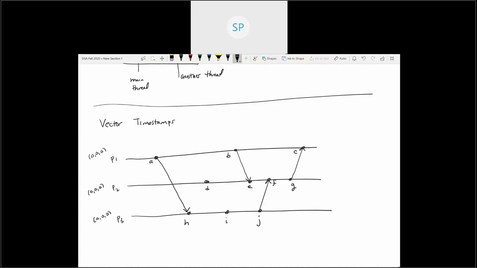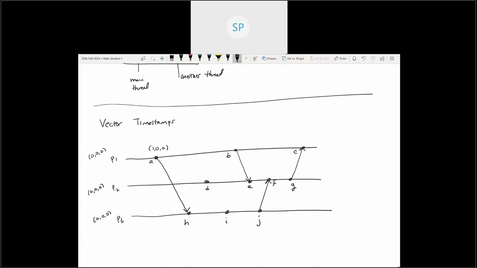Okay, so the way that this works is that when a process executes an event, the first thing it's going to do is tick its own component in the vector, which means increase it by 1. And then if this is a send event or a local event, that's just going to become the timestamp of the event. So for event A, process 1 is going to tick the first component, right? So the 0 becomes a 1, the other 2 components stay the same, and that's the timestamp for A.